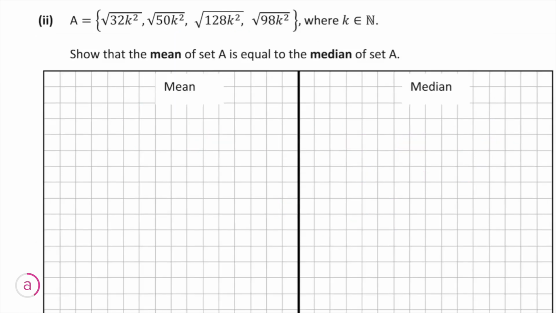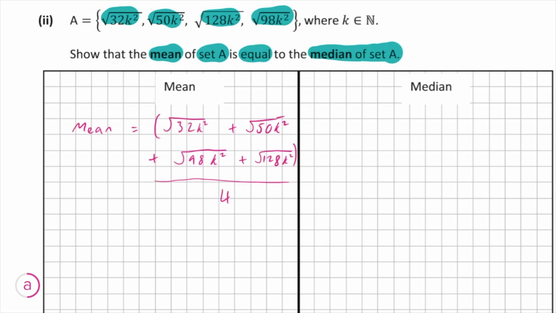Part A gives us this set of numbers, which basically all involve a square root as well as k squared inside that. So we have root 32 k squared here, and then we've got 50, 128, and 98. And what we're asked to do is show that the mean of the set A is equal to the median of set A. So the mean we can simply find by adding all these things together and then dividing by 4. So the mean of set A is equal to all these things added together divided by 4.